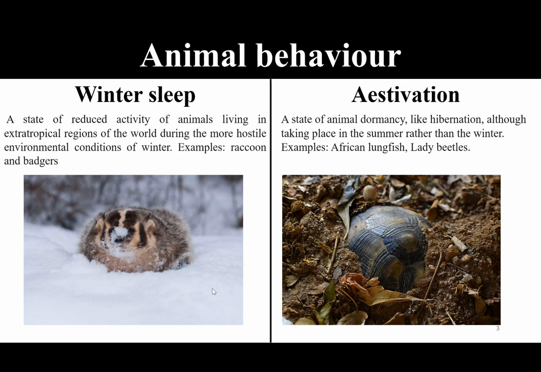The next animal behavior mentioned is winter sleep. So this is a state of reduced activity of animals living in extratropical regions of the world during the more hostile environmental conditions of winter. So it's basically animals surviving very harsh winter conditions, for example, raccoons and badgers. While the last one mentioned is aestivation. So this is also a state of animal dormancy like hibernation. However, this behavior takes place in the summer rather than in the winter, and this can be seen in animals like African lungfish and lady beetles.